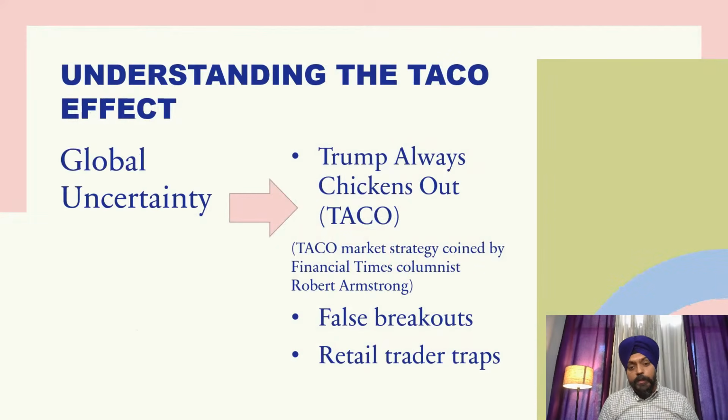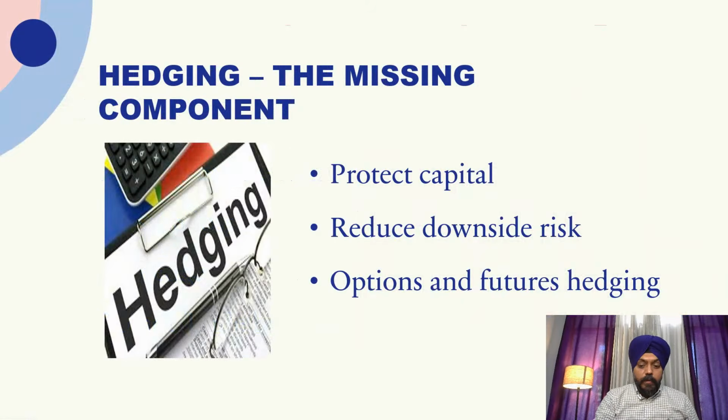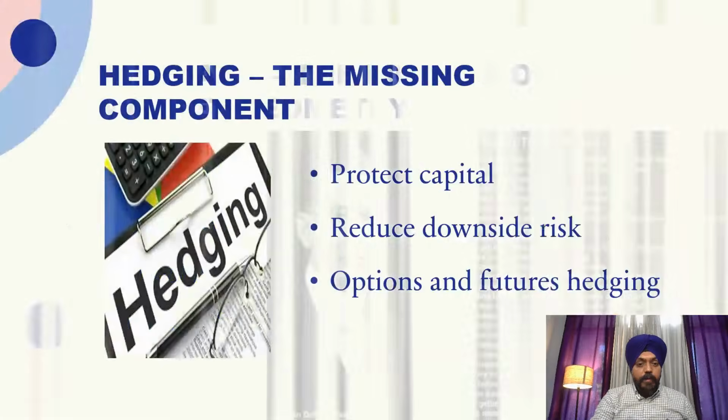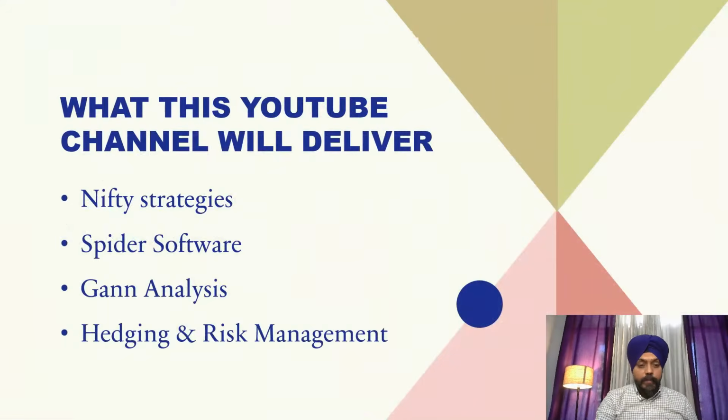So Financial Times columnist Robert Armstrong recently coined a term called "Trump always chickens out." Like in the evening, world peace, in the morning there is a bombing. So investors are feeling trapped. So how to protect retail traders from this trap? Okay, so hedging is the solution, and also using artificial intelligence, using the technical software, using the support resistance live crossovers for the trading decisions or the short-term investment decisions.